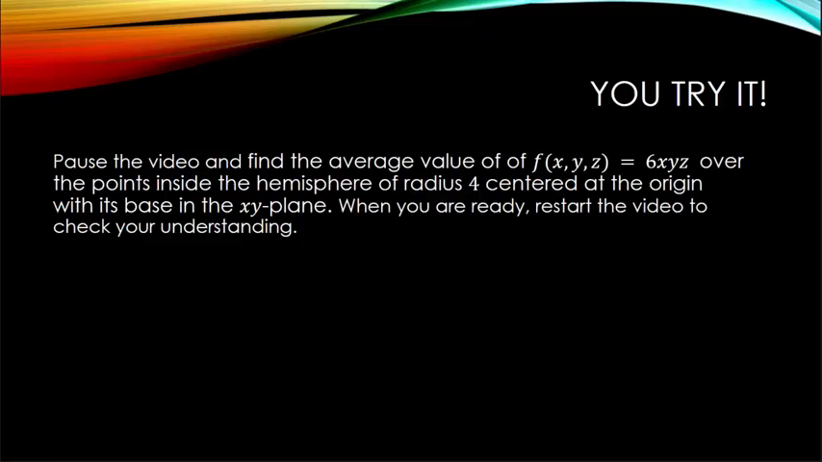So now you get to try it. Pause the video and find the average value of f of xyz is equal to 6xyz over the points inside the hemisphere of radius 4 centered at the origin with its base in the xy plane. When you're ready, restart the video to check your understanding.